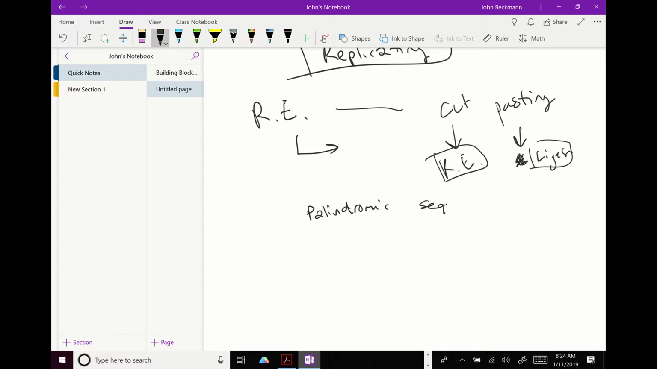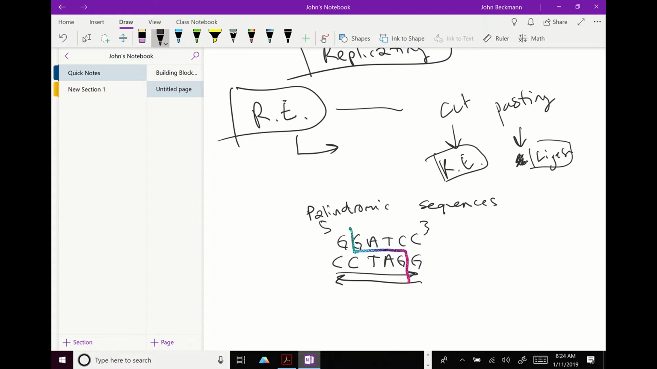And what those are like G, G, A, T, C, C. They're sequences that read the same forward as they do backwards. So if you look at the 5' to 3' and you take the reverse complement, it's the exact same sequence. Does that make sense? So a restriction enzyme will see this and cut that DNA. We use those every day in molecular biology. So you want to know where they come from. They come from bacteria. They're bacterial immunity systems.